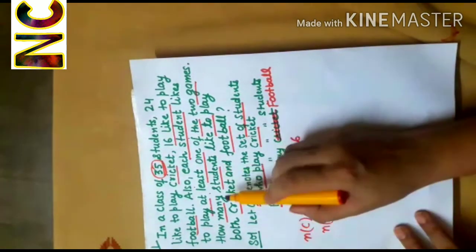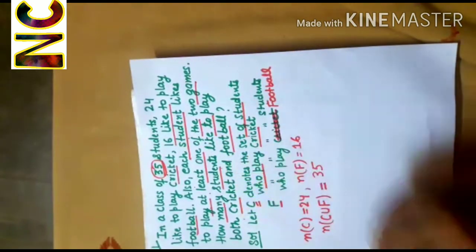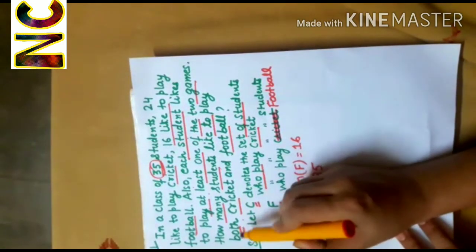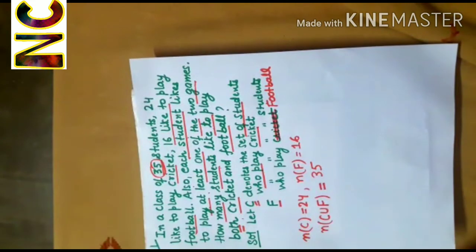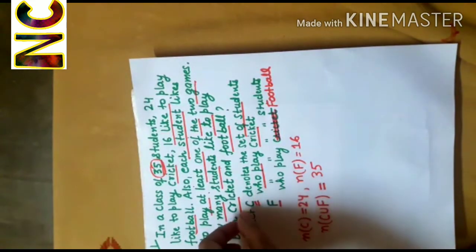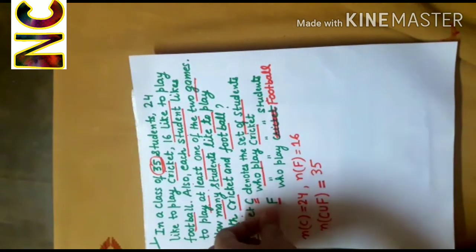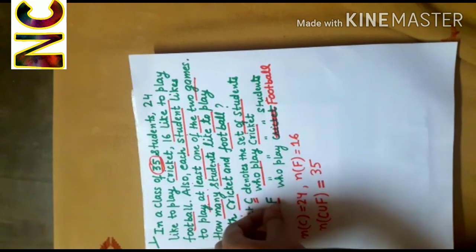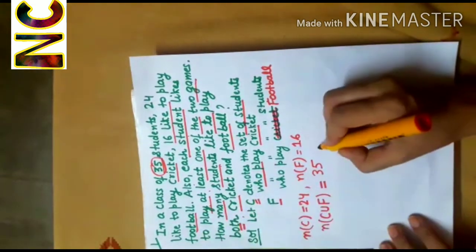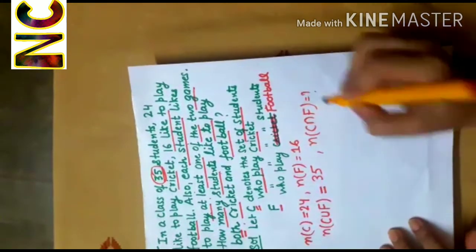Now the question is, how many students like to play both cricket and football? Now here both cricket and football means the number of students who are common in these two sets. Common means the students who like to play cricket as well as football. So that means we need to find out C intersection F.